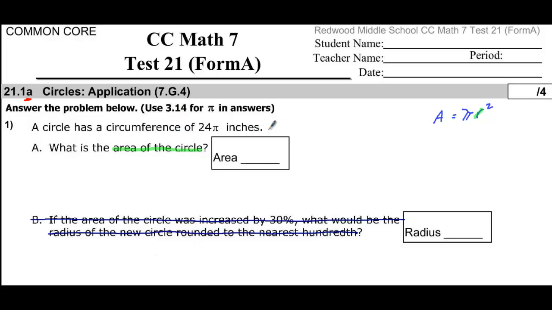So let's bring over what we know. We know that to find circumference, it's pi times diameter. We know in this case the circumference is 24 pi. We want to get the diameter because once we have that, we can get the radius. So we're going to divide both sides by pi, just like we were solving a 2-step equation. That gives us a diameter of 24.